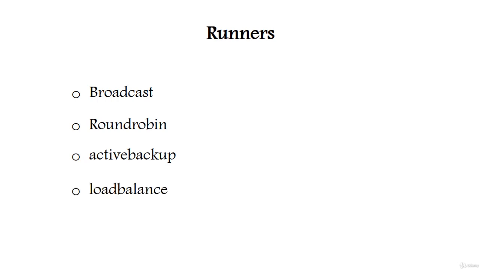The next one is called load balance. It monitors traffic and uses a hash function to try to reach a perfect balance when selecting ports for packet transmission. And the last one is called LACP. It implements the 802.3AD link aggregation control protocol. It can use the same transmit port selection possibilities as the load balance runner.